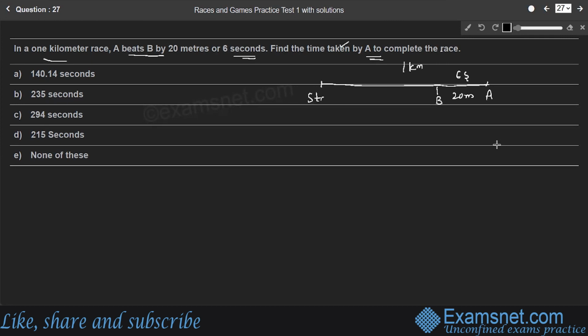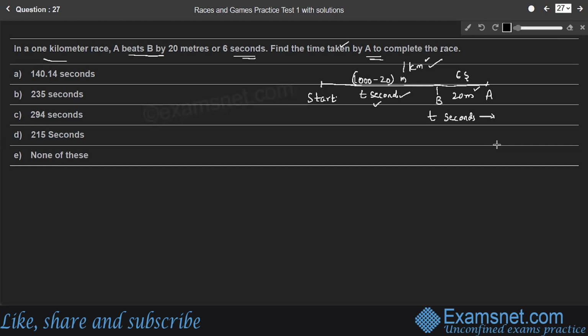So from the starting point, what is the time taken by A to cover the distance of 1 kilometer? If A takes T seconds to complete the race, B also takes T seconds to cover 1 kilometer minus 20 meters, which is 1000 minus 20 meters. To cover this distance, B takes the same time, T seconds, right? Therefore, first we need to find the time taken by B to cover 1000 minus 20, which is 980 meters of distance.